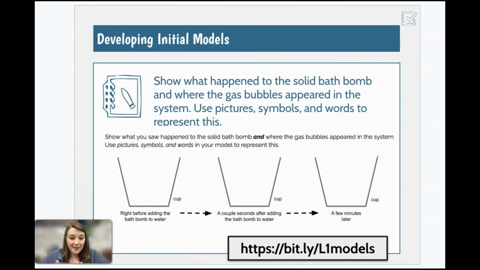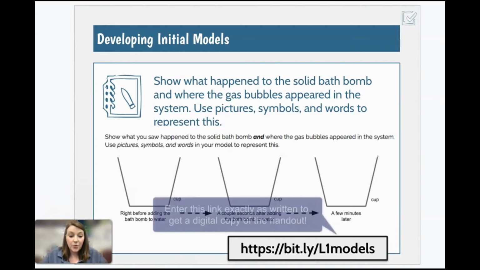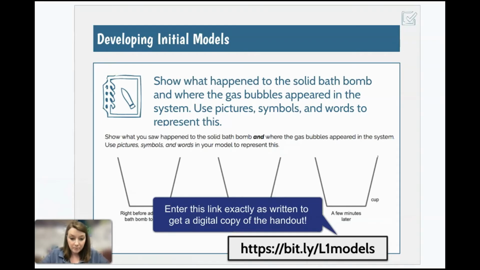So to help us continue to figure out what is going on with these bath bombs, we're going to develop an initial model. This is just your thinking at this point in time, so I'm not asking for perfection here. But I would like for you to use pictures, symbols, and words to represent what happened to the solid bath bomb and where gas bubbles appeared in the system. So there's 3 points in time. The first is right before adding the bath bomb to water. What happened? Where were the water and the bath bomb?